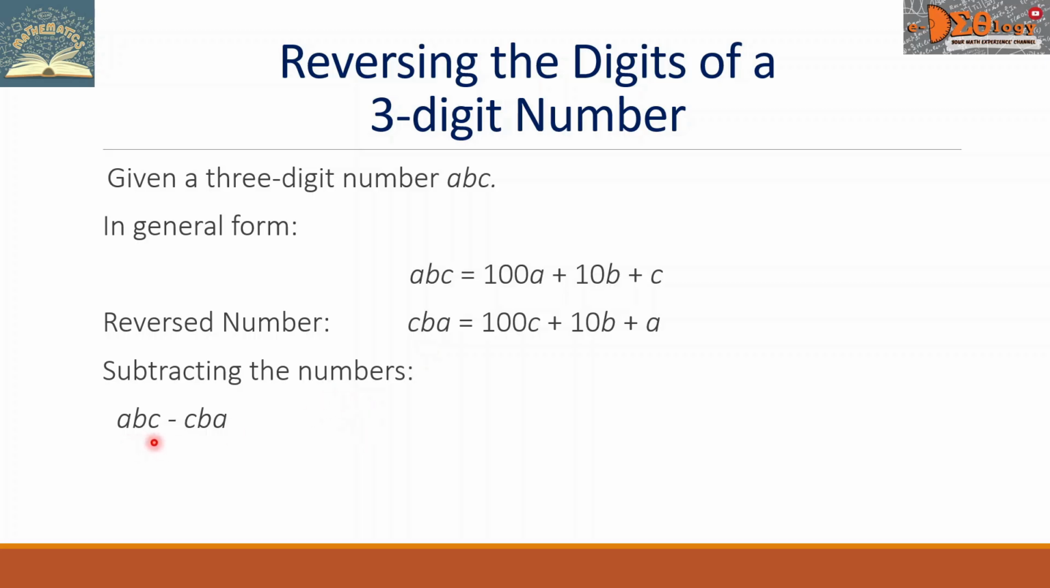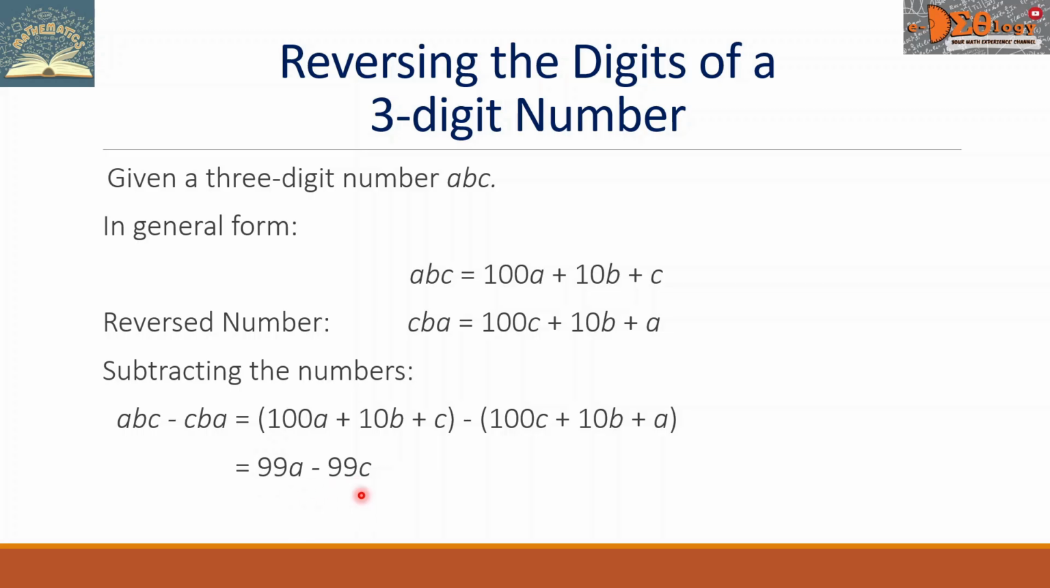So this is ABC minus CBA. When we show the corresponding general forms of the numbers, we have like this. Now let us simplify this expression. When we remove the grouping symbols, then we combine like terms. So 100A minus A, we will get 99A, and then 10B minus 10B becomes 0, and then C minus 100C.